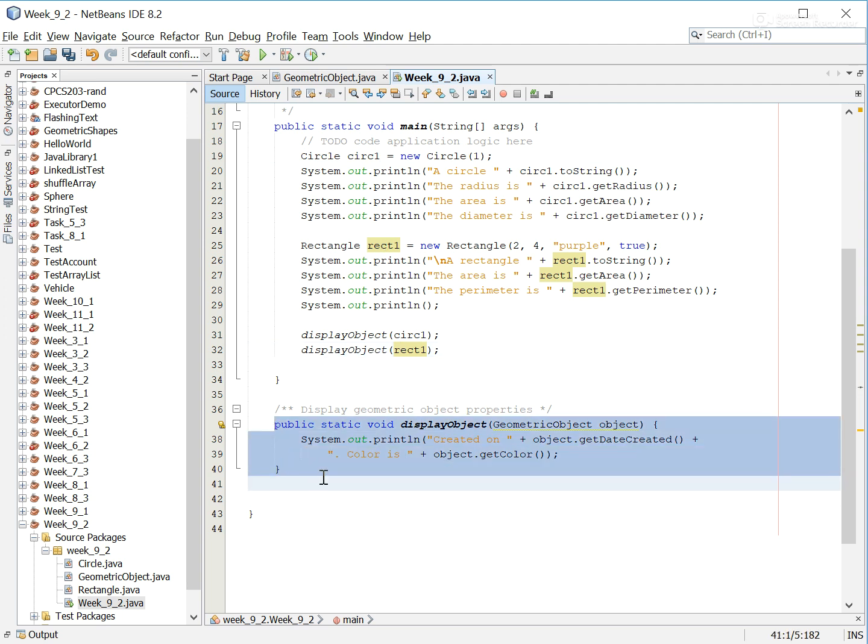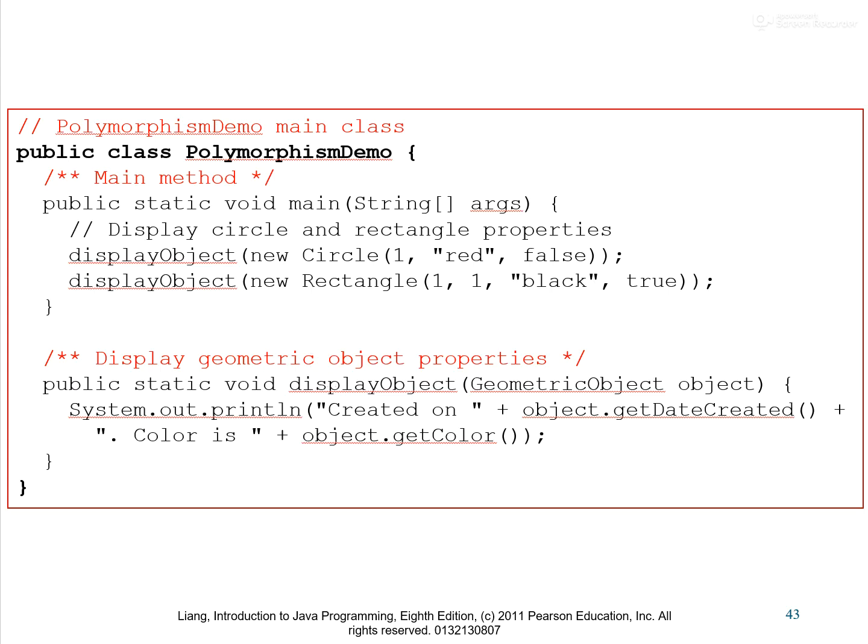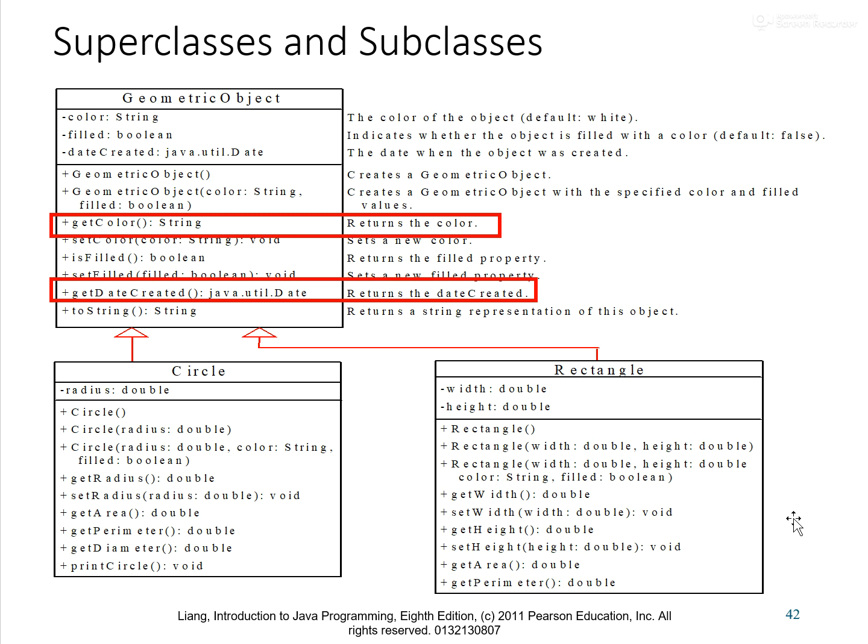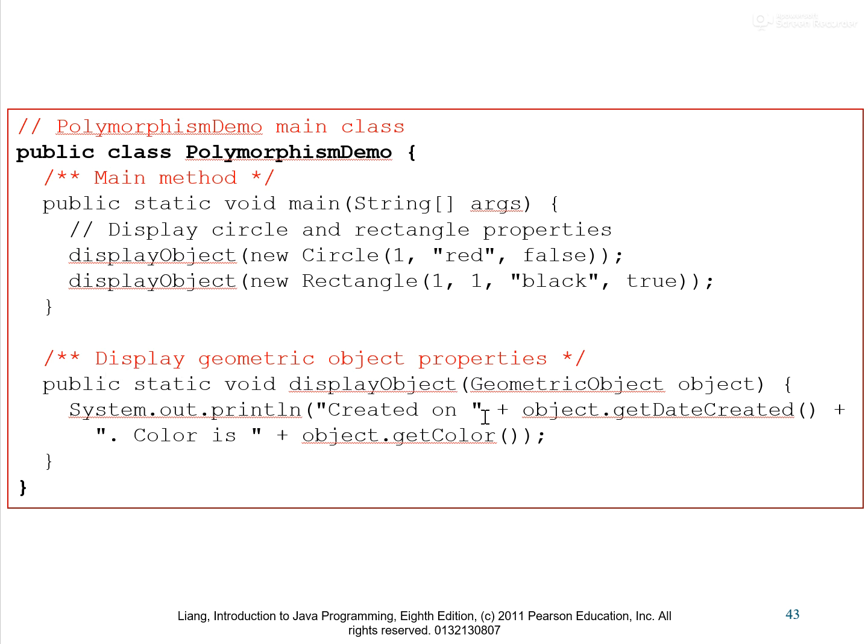We could have made two different methods for that. It would have been fine, but as soon as, let's say, we add another subclass to GeometricObject, that would mean I would have to create a third version of the displayObject method. But by making use of polymorphism, we're now able to keep a single method, and it will work for any GeometricObject or for any object of any subclass of GeometricObject. And that's the beauty of polymorphism.